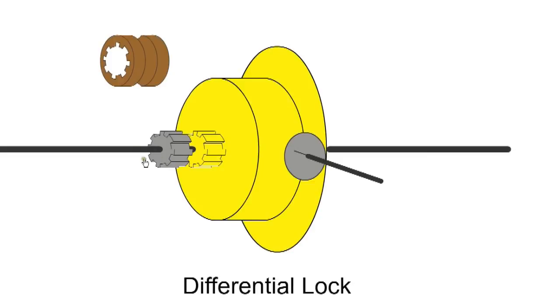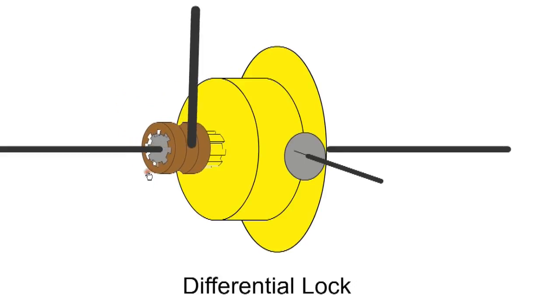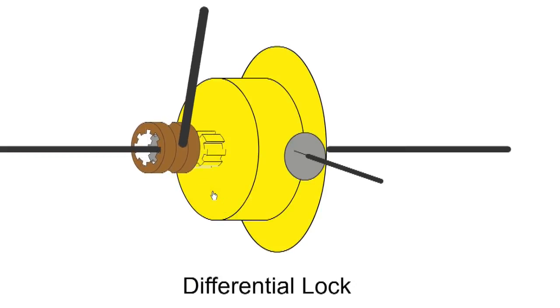We have a spline on the half shaft and a spline attached to the cage. When a collar is fitted over them, they're joined together and the half shaft rotates with the cage. It's only necessary to lock one half shaft, as this prevents the differential action. A locked diff will allow no difference in speed between both wheels and is normally only used on off-road vehicles.